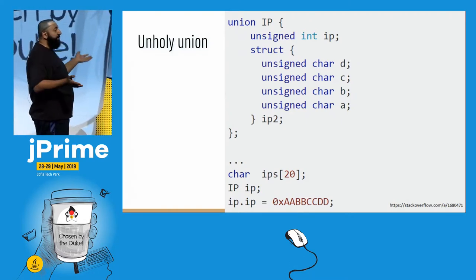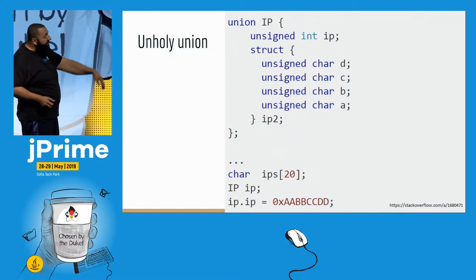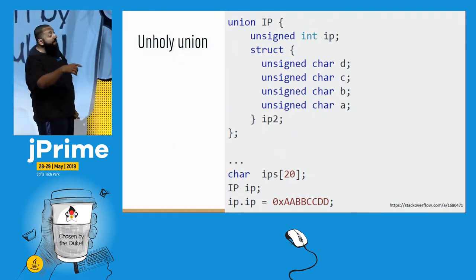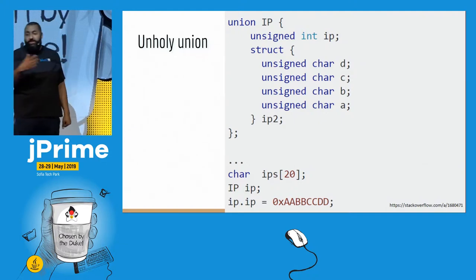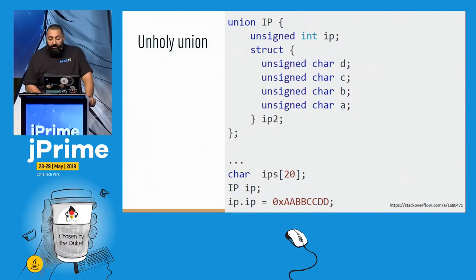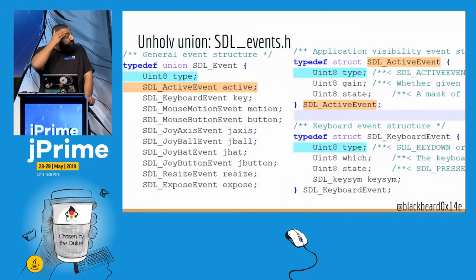And that's the idea, right? And then you do the thing at the bottom there, you assign this to the IP, and then you can do ip.ip2.a, for example, and you get the first two letters, et cetera. So that's the common example given on the internet of how unions should be used. It's also the most common way people use them. This is the actual way, I think, I've read at least, that they should be used.